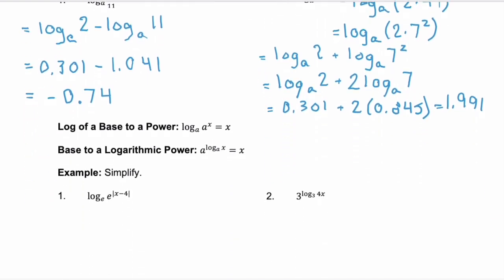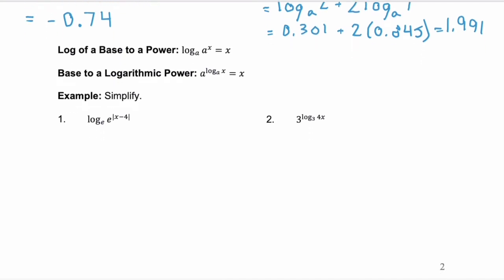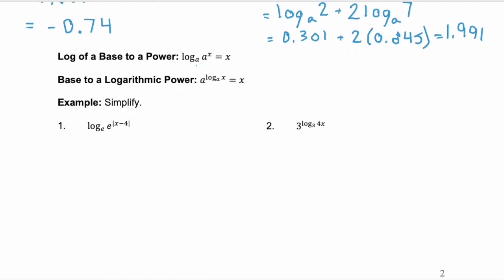Two last rules. Log of a base to a power, which says if you have a base a and a log of base a, the answer is just the exponent. Those bases cancel each other out, the base of the log and the base of the exponent. That's this first example. So notice that the base of our log is e and the base of our exponent is e. That means the answer to this is just the exponent, the absolute value of x minus 4.